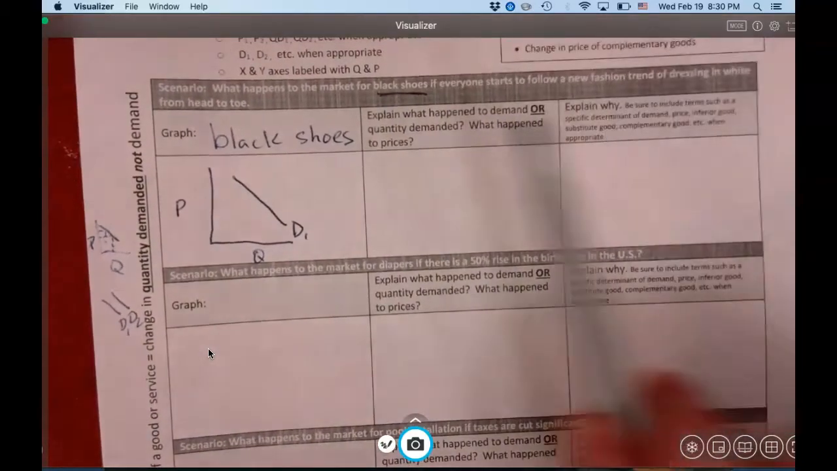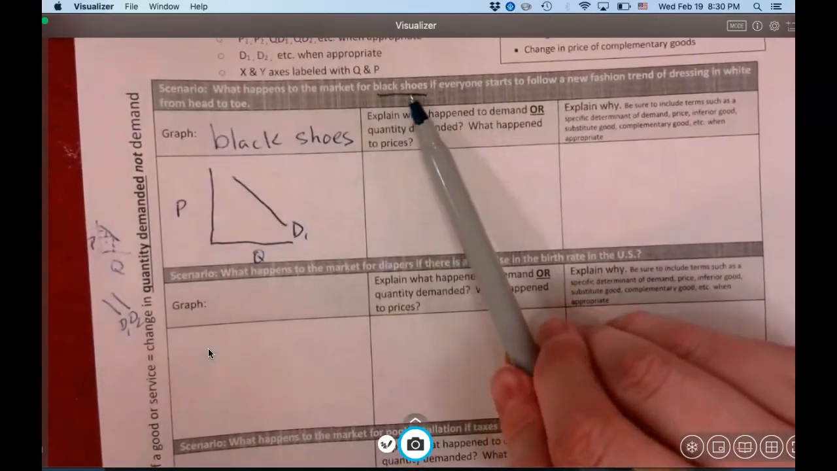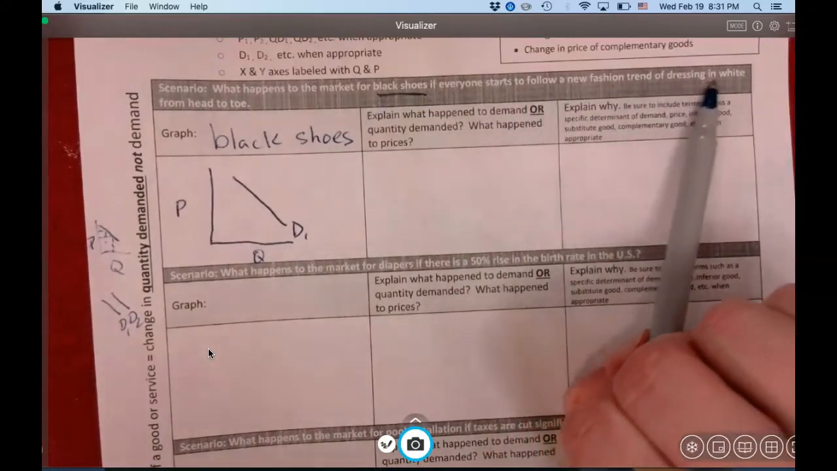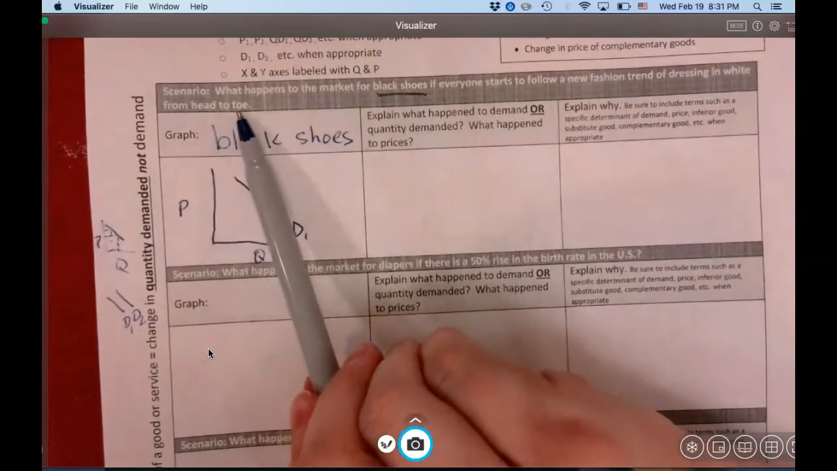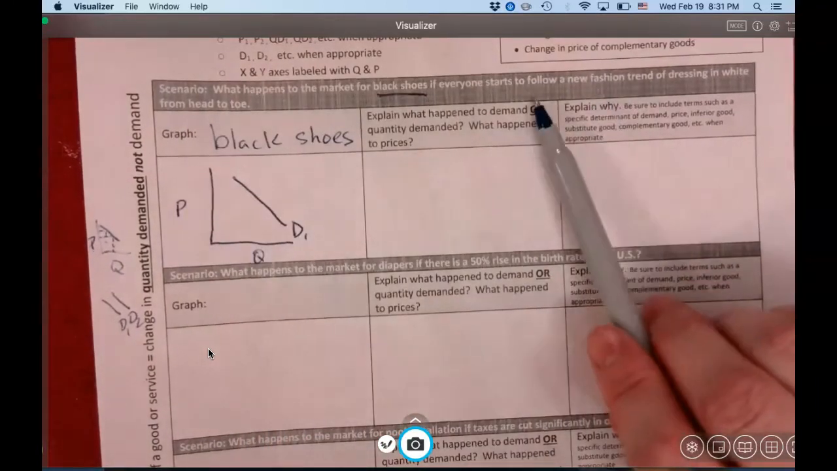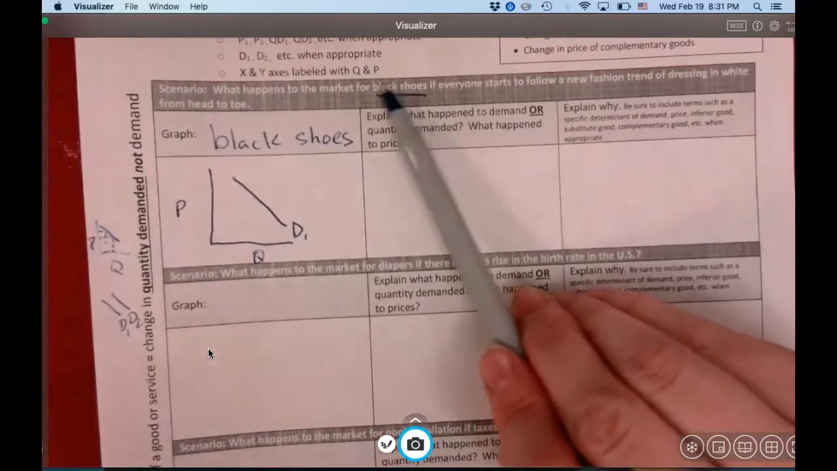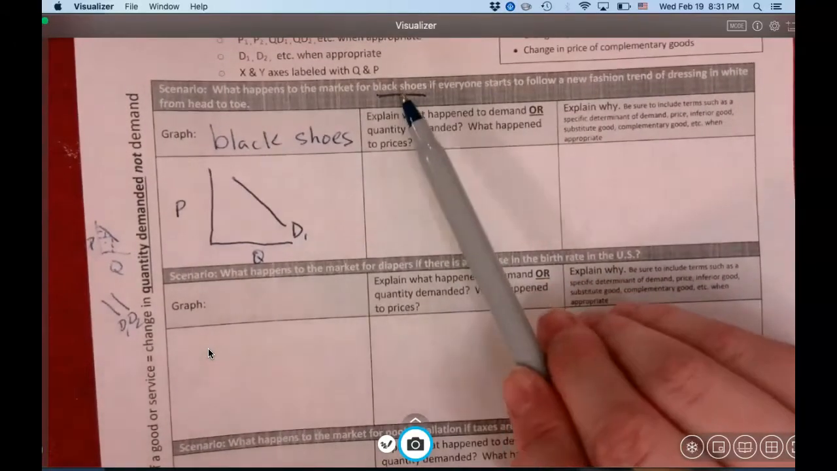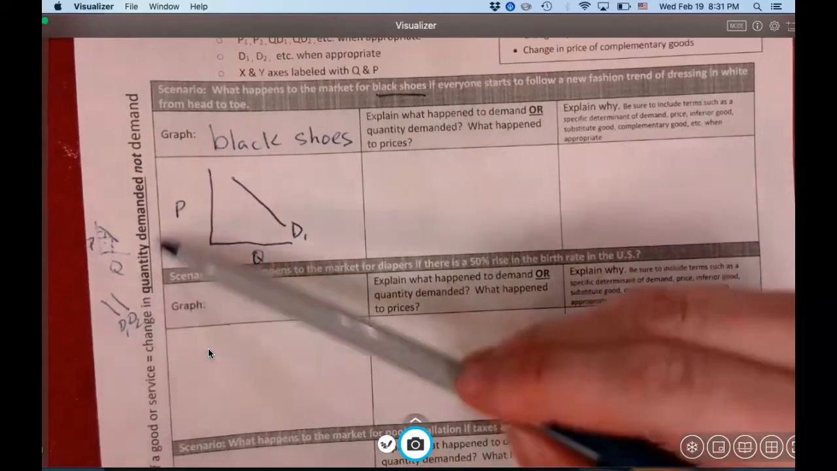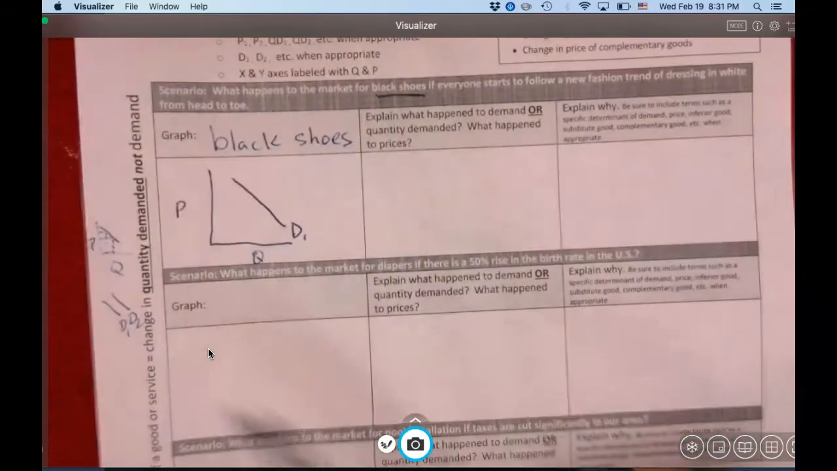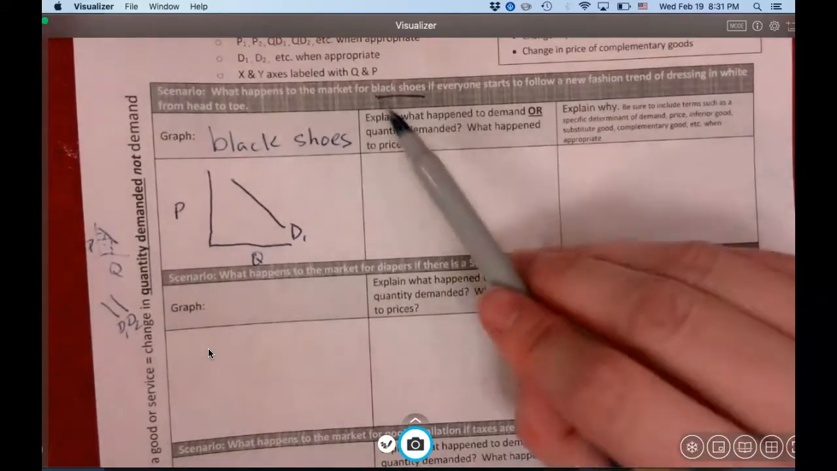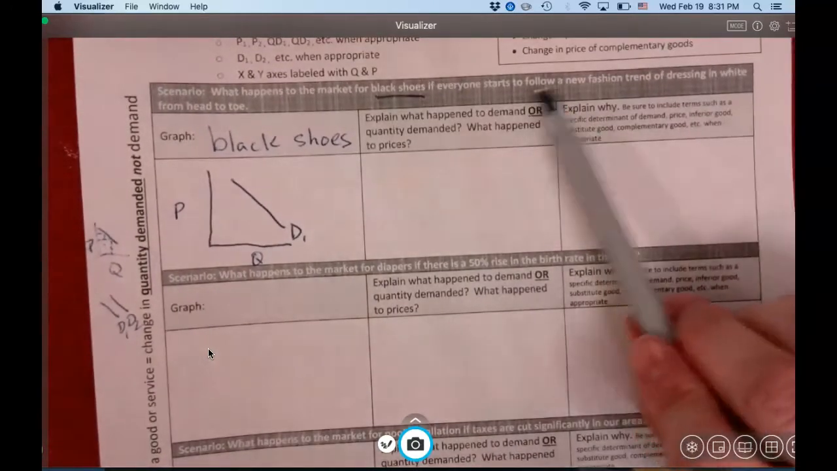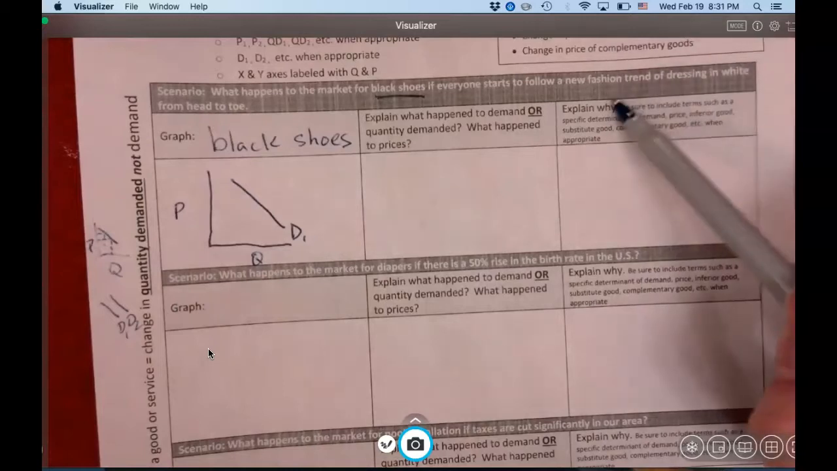Okay, so now, what will happen to the market for black shoes if everyone starts to follow a new fashion trend of dressing in white from head to toe? Okay, so first of all, let's figure out, is the price of black shoes changing right this moment? If not, then we know we're not doing this. Okay, so then if that's not what's happening, we're going to have to look at our determinants of demand. Which determinant of demand is at play here?